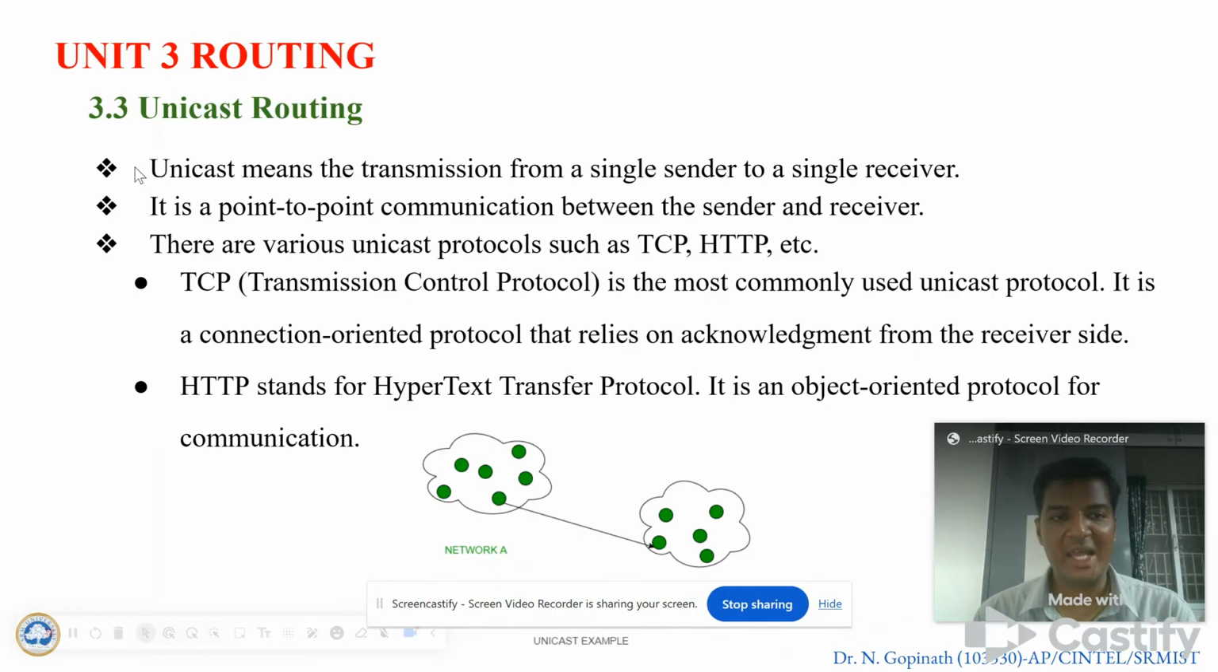Next topic is unicast routing. Unicast means the transmission from a single sender to a single receiver. It is a point-to-point communication between the sender and receiver. There are various unicast protocols such as TCP, HTTP, etc. TCP stands for Transmission Control Protocol. This is the most commonly used unicast protocol.